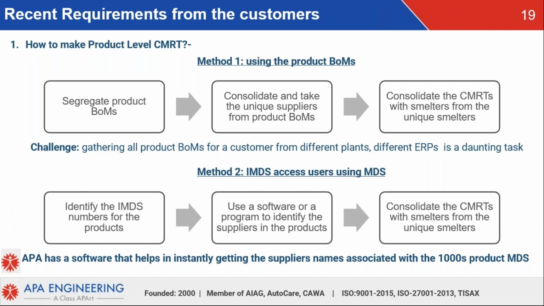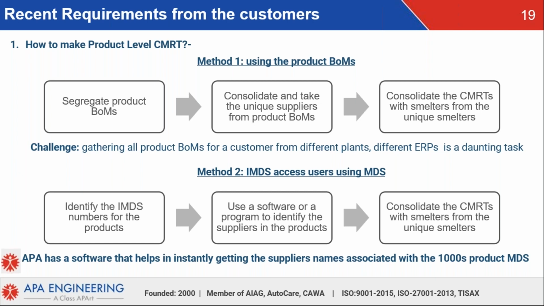For larger organizations, there may be further challenges because the BOMs may be located in multiple ERPs, and even for the same customer and the same product, the product can be shipped from different plants. So all these can be challenges if we are using manual methods. APS has a software that can help you in preparing the product level CMRTs.